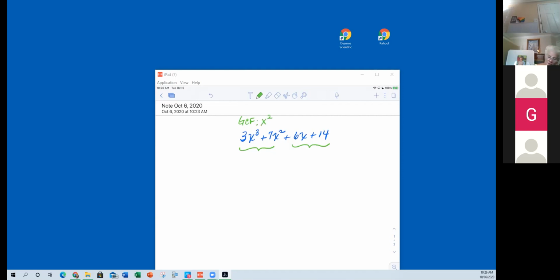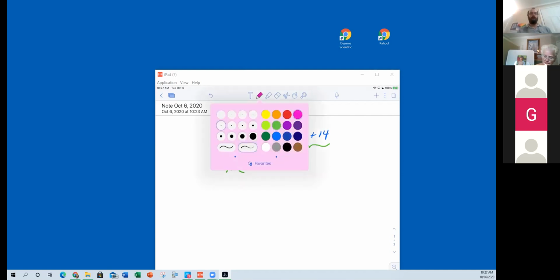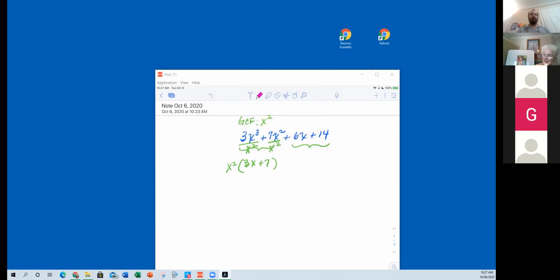So I'm going to put that in the front, and I'm going to divide both parts by x squared. And what's going to be left when I divide out that x squared? 3x plus 7, right? Okay, so then I'm going to look at these guys, 6x and 14. And what do they have in common? What's the biggest number that will divide into 6 and 14? Is it 2? Uh-huh.